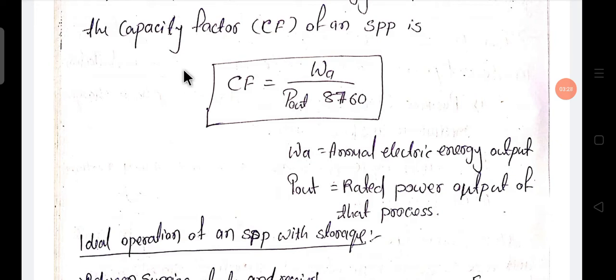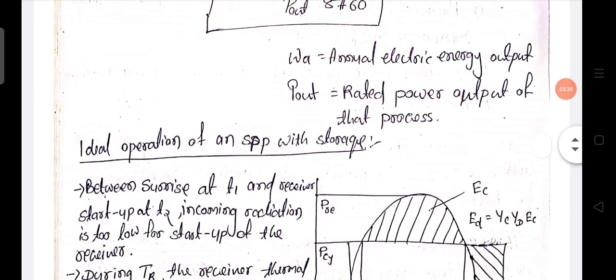Capacity factor means the capacity of that power plant, if we say it in a general way.